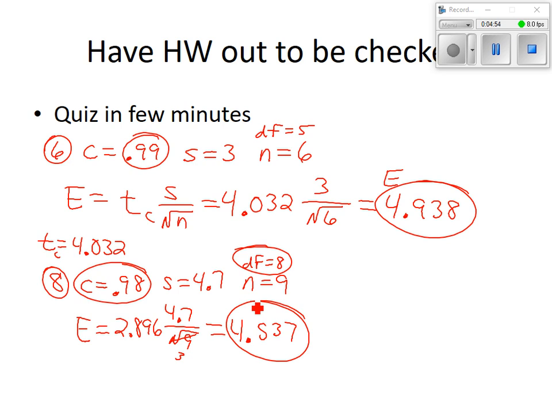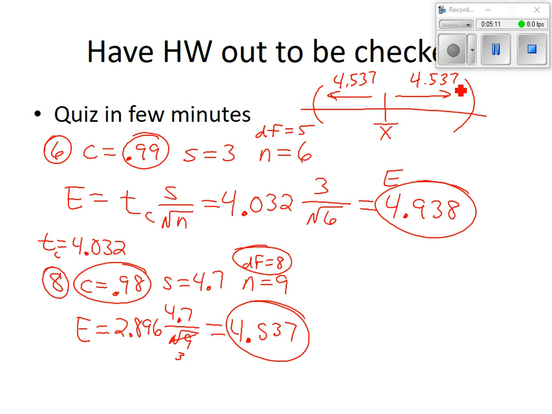So if we found x bar, whatever it is, we would go out this way 4.537, and we would go out this way 4.537, to make our confidence interval. Next question.